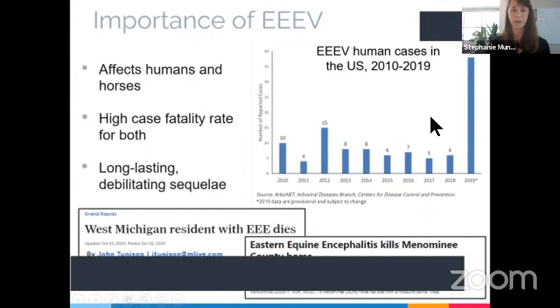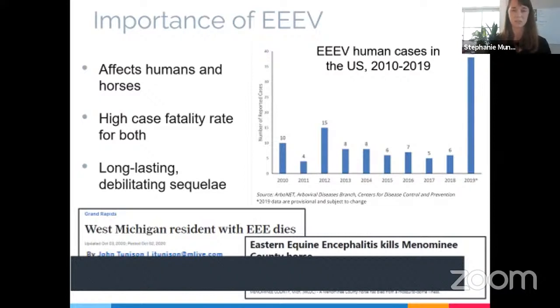Okay, so why should you care about EEEV? First of all, this is a deadly neuroinvasive virus that can affect humans and horses. So when I say deadly, the case fatality rate for humans is approximately 30%. And in equine cases, I've seen figures as high as 90%. So while there is a vaccine for horses to prevent infection, if a horse is not vaccinated and they get infected, it's a very good chance that they're going to die.